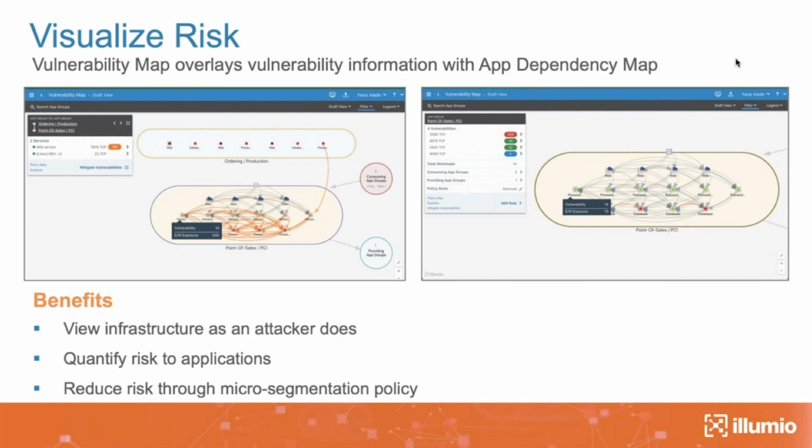Let me pose this philosophical scenario for you. If you have a database that has a critical vulnerability and it is connected to your application layer, let's say 3 different workloads, all 3 of them are patched. That's one scenario. Versus you have a web server that is internet facing that has a medium vulnerability. Which one should you go and patch first?